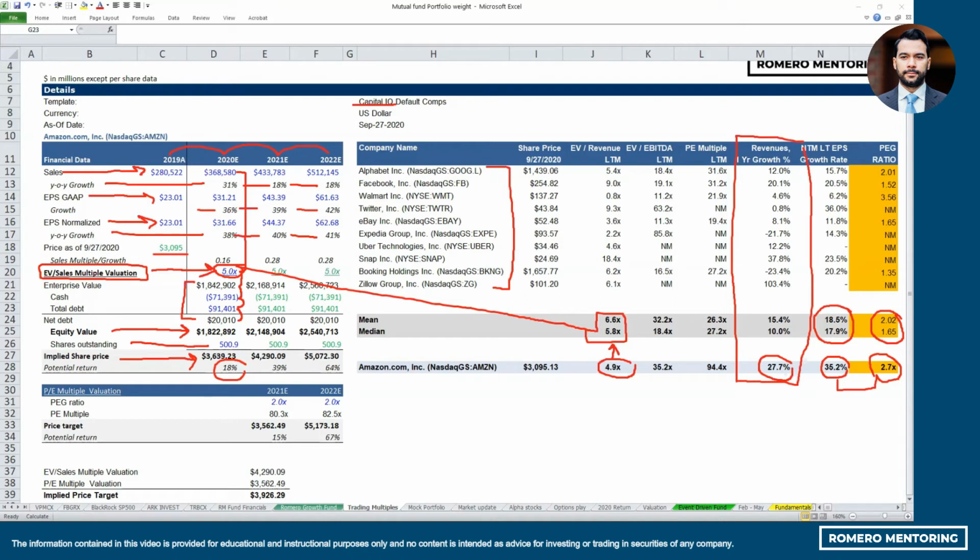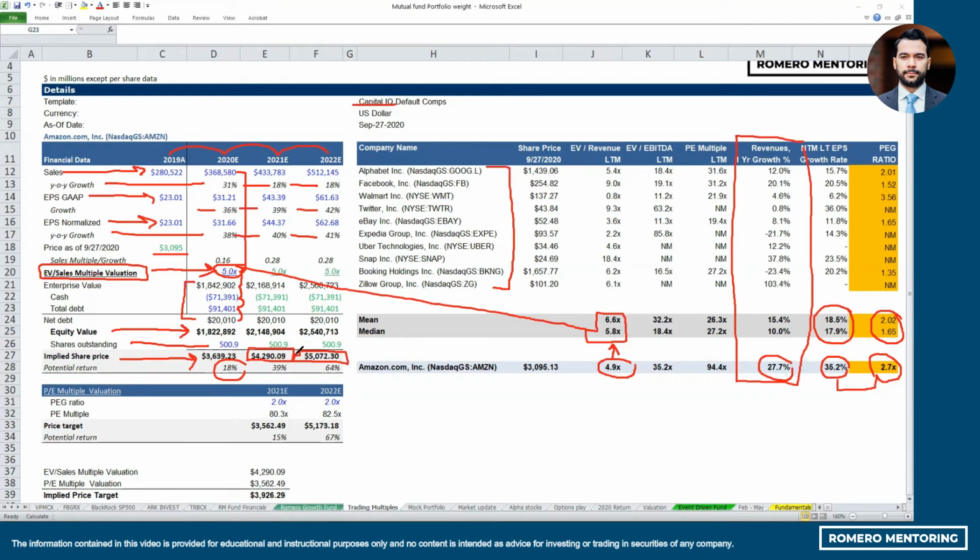If we apply the same methodology for 2021, look at the projected price target: $4,290. And if we do the same thing for 2022, we arrive at a $5,000 projected price target. So the fundamentals are strong, and simply applying a sales multiple valuation methodology suggests that over the next 24 months, Amazon can actually hit $5,000, guys.